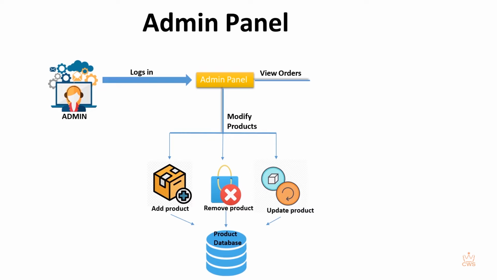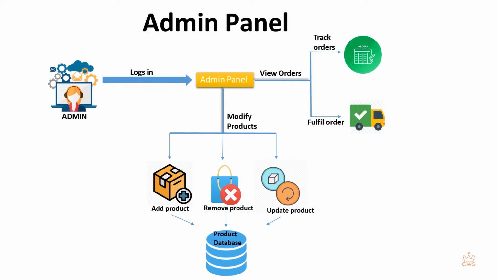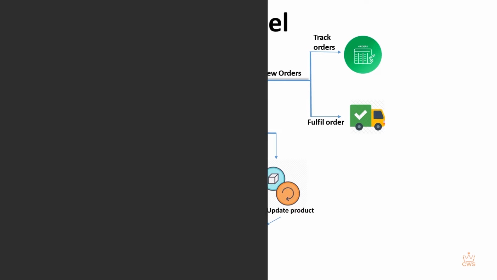Also, the admin has right to see the orders made by different users, hence he can see each order and can process them for shipping. Like he can track the order or fulfill the order by approving the shipping for the particular order to the address mentioned by the user.